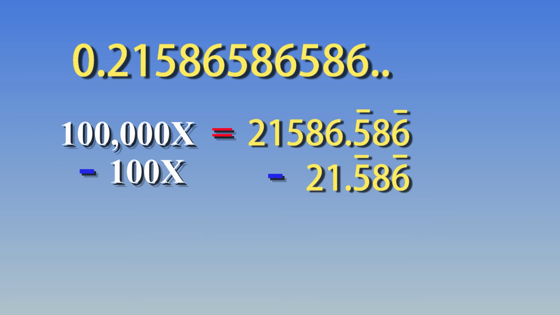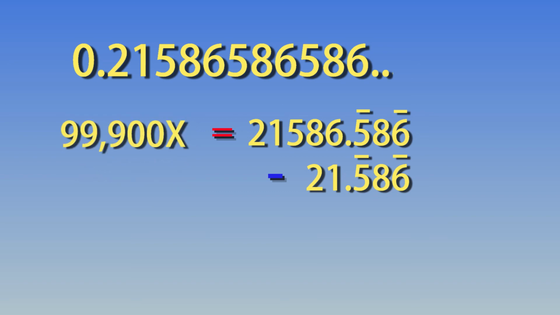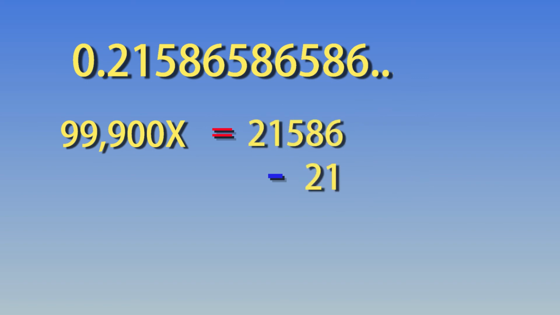This gives us 99,900x. We do the same with the numerical equivalent on the right-hand side, which gives us 21,586.586 recurring minus 21.586 recurring. The recurring decimals cancel, and that leaves us 21,586 minus 21, and that equals 21,565. So we have 99,900x equals 21,565.